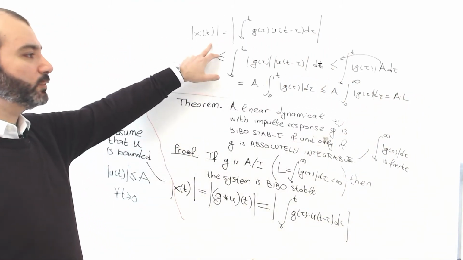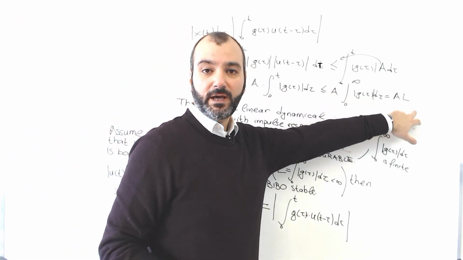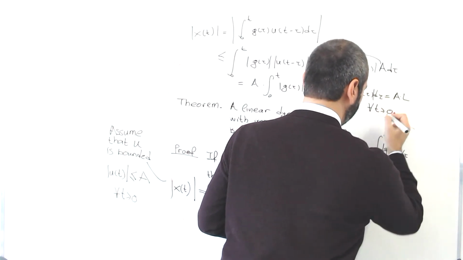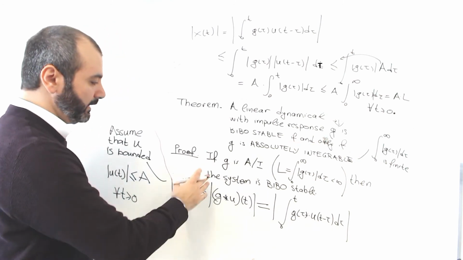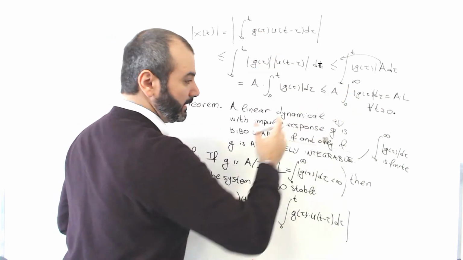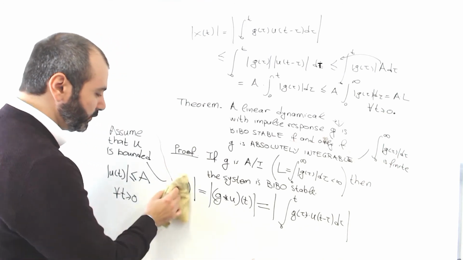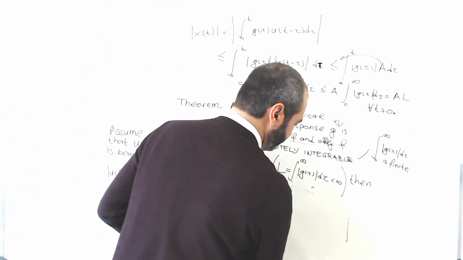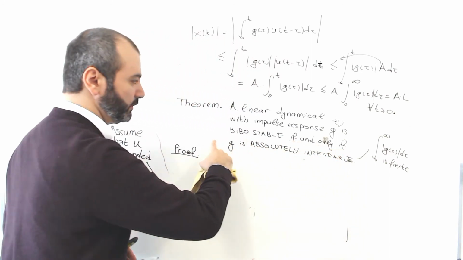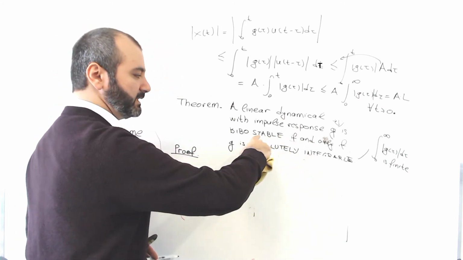And look what we have proved here, that the absolute value of x is no larger than a number, and we showed actually that this is true for all non-negative times t. And we have shown, I'm repeating it, that if g is absolutely integrable, then the system is BIBO stable. We could prove the other way. So we proved the first part. It says here, if and only if. We showed that if g is absolutely integrable, then the system is BIBO stable.